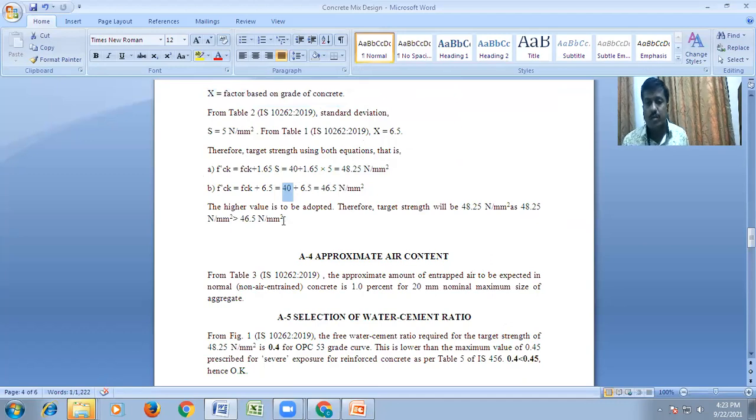So out of these two, we have to adopt the higher value, and the higher value between these two is 48.25. So this is your target mean strength. By using the formula, you can get the target mean strength, the first value.